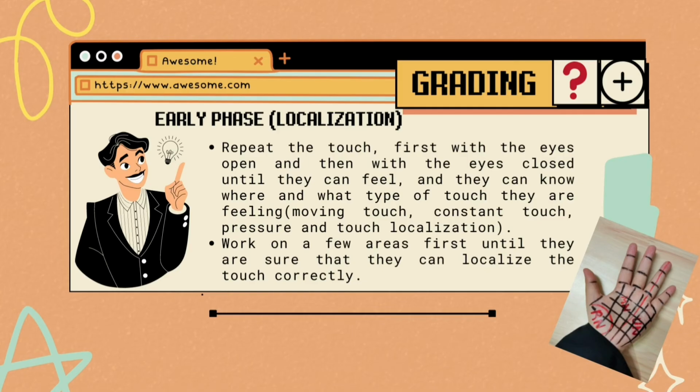Moving on to the grading technique of sensory re-education. In early phase localization, the touch will be repeated a few times, first with the eyes open and then with the eyes closed, until they can feel and know where and what type of touch they are feeling. The touch can include moving touch, constant touch, pressure and touch localization. Then work on a few areas first until they are sure that they can localize the touch correctly.